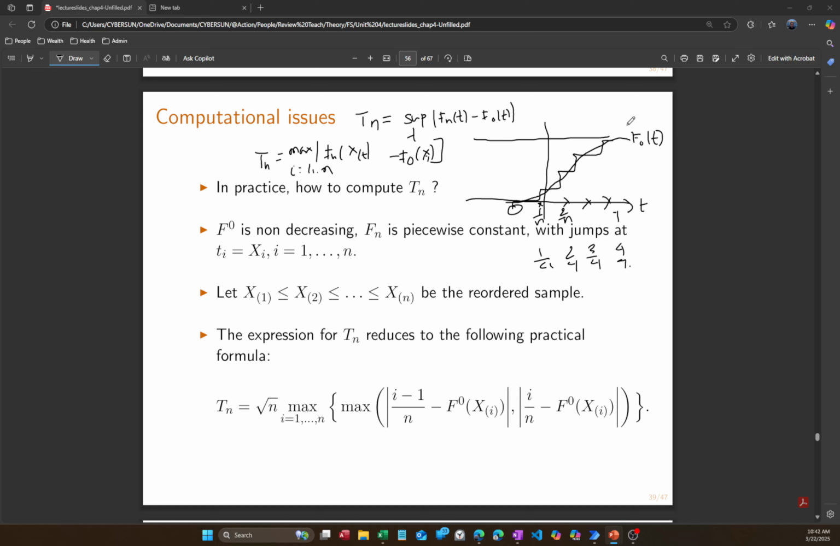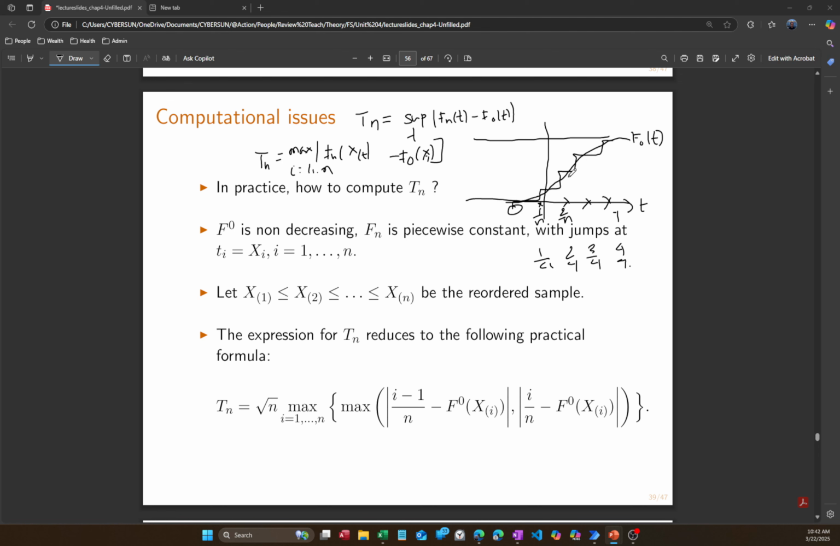The greatest discrepancy between Fn, the empirical distribution function, and F0, the cumulative distribution function, is achieved at jump points of Fn. This is because F0 is increasing, as a CDF must be, while Fn is piecewise constant. This is piecewise constant.